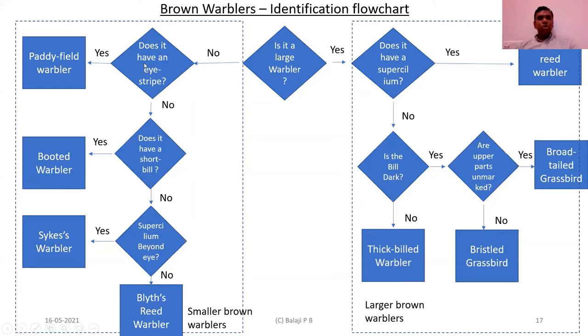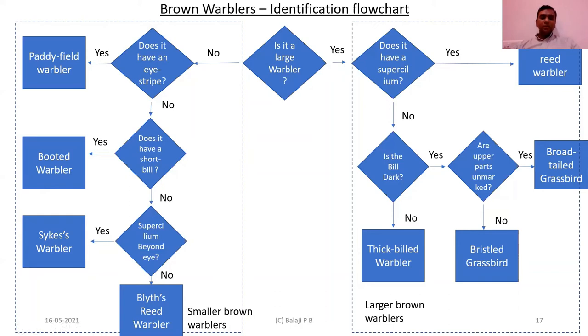But if it does show a distinct eye stripe, then the only possible warbler in our area happens to be the paddy field warbler. If it doesn't have an eye stripe, then there are three possible warblers, the booted, the Sykes's and the Blyth's. So we have to follow it up with two additional questions. Does it have a short bill? If the answer is yes, then we go to a booted warbler.